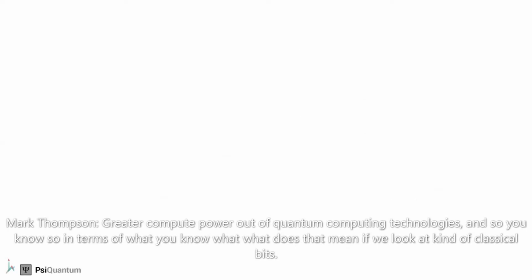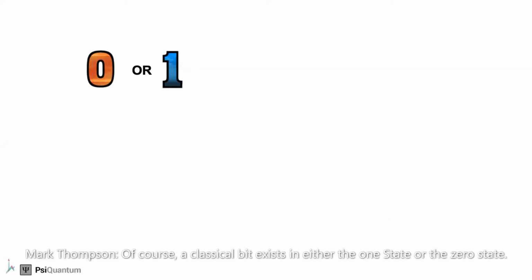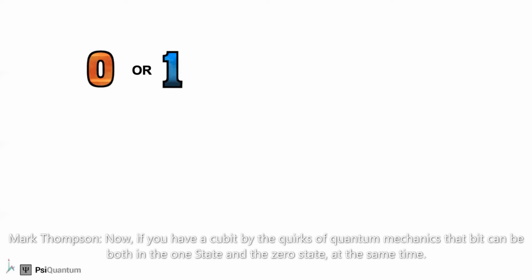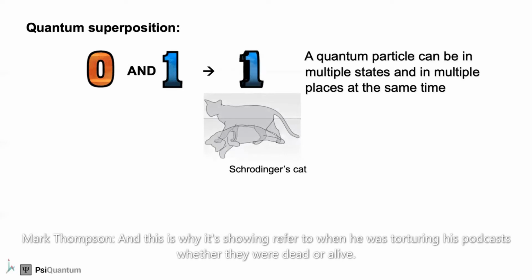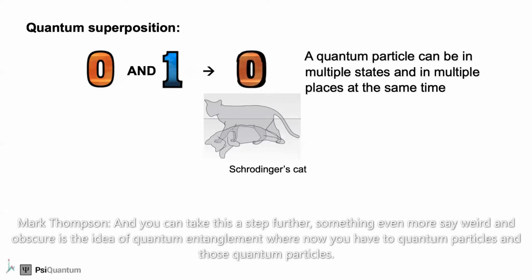So what does that mean? If we look at classical bits, a classical bit exists in either the 1 state or the 0 state. Now, if you have a qubit, by the quirks of quantum mechanics, that bit can be both in the 1 state and the 0 state at the same time. And this is what Schrödinger referred to when he was torturing his poor cats, whether they were dead or alive. And you can take this a step further.